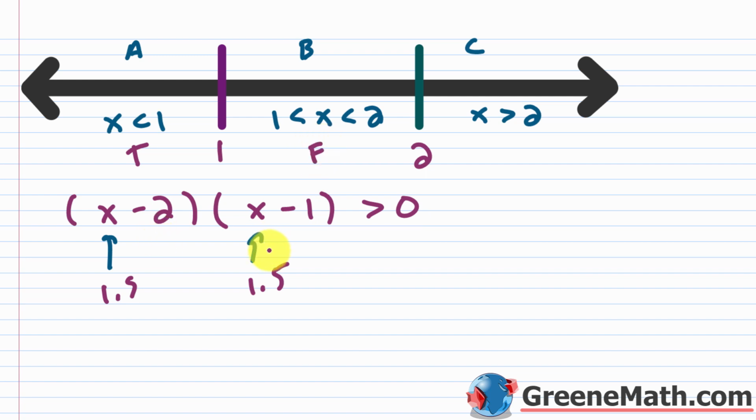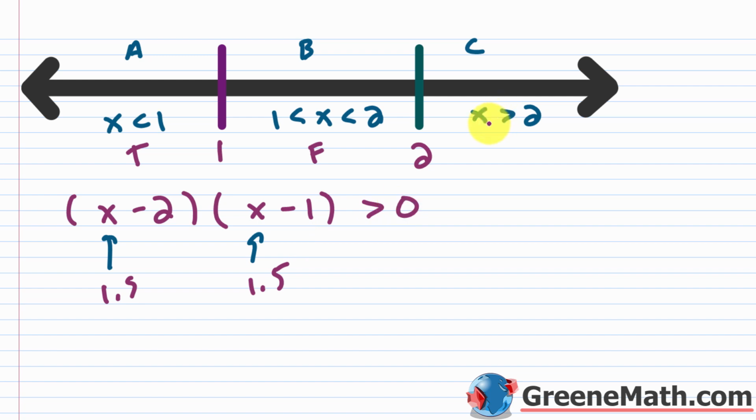And if this is confusing for you, you can just crank this out with your calculator. This would be 1.5 minus 2, which is negative 0.5, and this would be 1.5 minus 1, which is positive 0.5. You multiply those together, and you get negative 0.25, right? So we know that's not greater than 0.